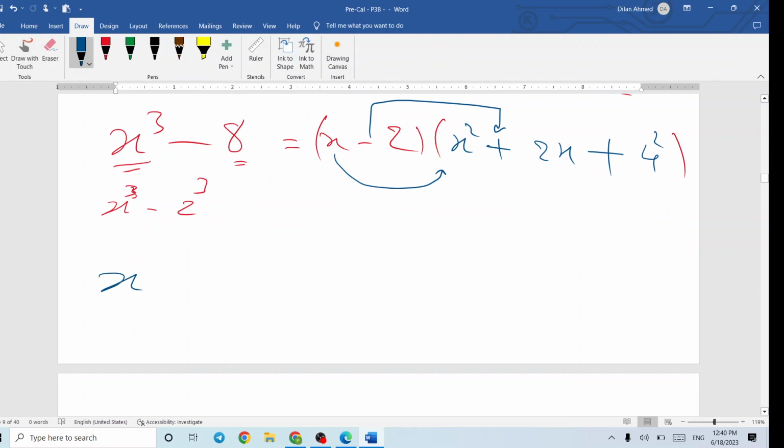Let me change it to another one: 125 minus x to the power 3. Let me switch it. Wait. This example is easy.